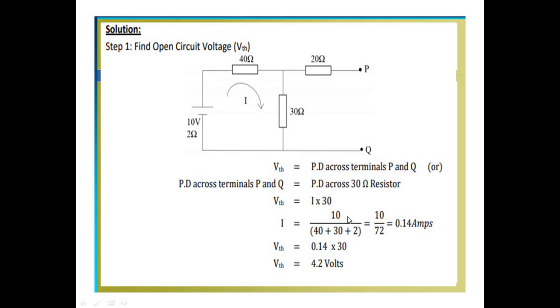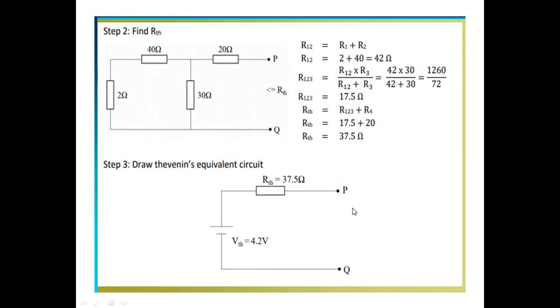For the total current, the total voltage is 10, and the sum of the resistances: 40 ohm, 30 ohm, 2 ohm are connected in series, that is 40 plus 30 plus 2, so I is equal to 10 divided by 72, which is 0.14 amps. Then V Thevenin is equal to total current into 30 ohm. Here V Thevenin is equal to 4.2 volt. And then next we calculate the R Thevenin.